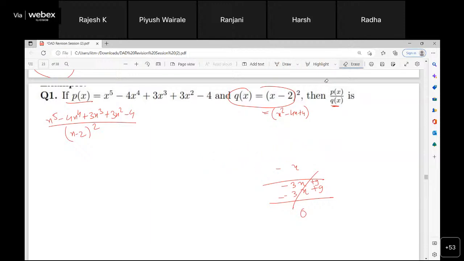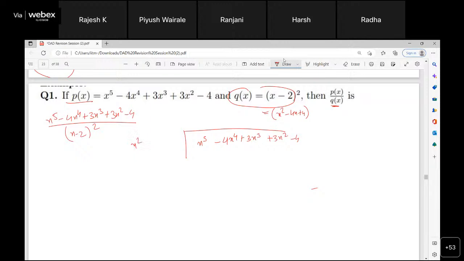Okay, let us try this bigger example. So this is basically x to the power 5 minus x to the power 4 plus 3x cube plus 3x square minus 4, divided by x square minus 4x plus 4. Now, which term do I have to use here such that I make x to the power 5 here? I want to subtract it with this particular term. X cube.